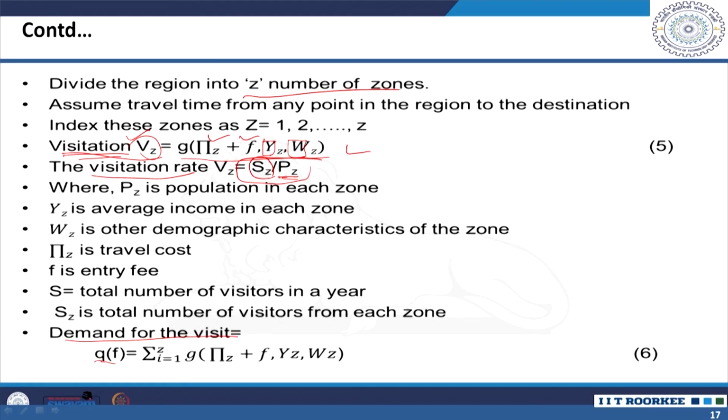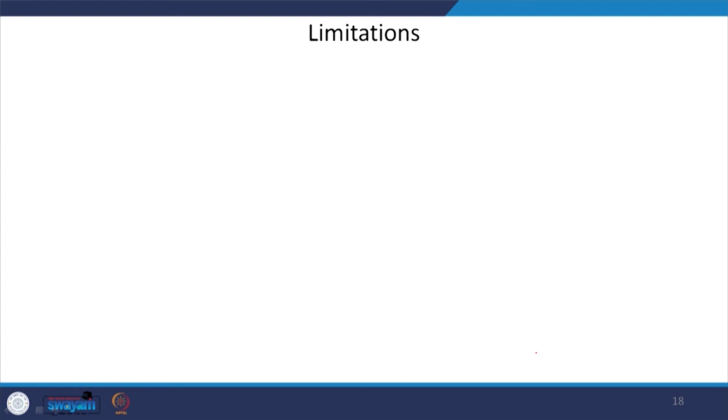So, demand for this visit we can find out from this function itself, right. Once we have the demand for the visit, we can find out the willingness to pay, and we can also find out the consumer surplus from these demand functions. So, this is the whole understanding of how the travel cost model would look like and what are the different components that we must take into account.